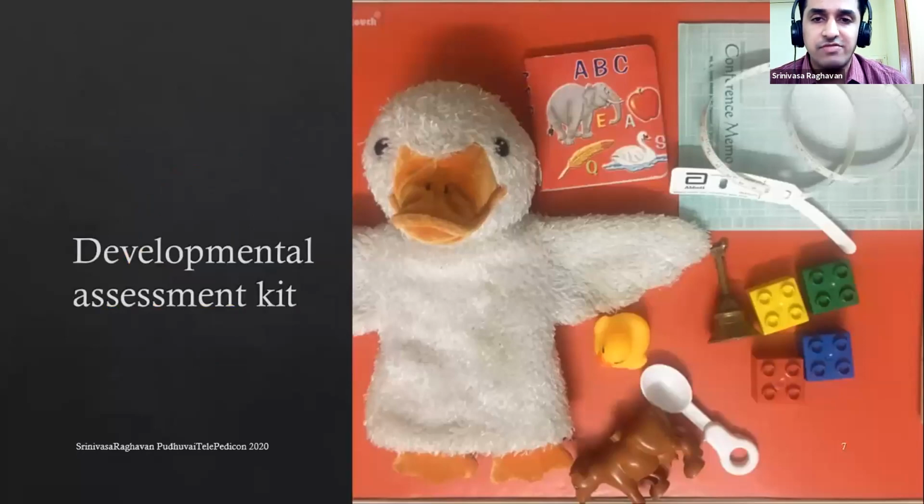And what do you need for this developmental surveillance? You just need some toys, some picture books and a notebook and head circumference measuring tape, something to check hearing, a rattle or a bell. That is all you need. You don't need any complicated equipments to do the simple developmental surveillance. Most of these that I've shown here, I've picked up from my daughter's toy box.